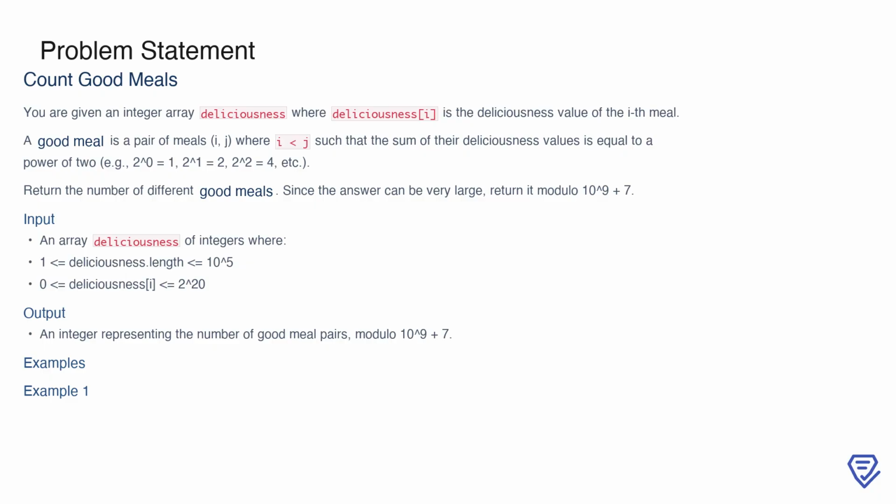Since the size of the array can be very large, up to 100,000 elements, and the values themselves can go up to 2 raised to 20, the solution must be efficient. Finally, because the number of such pairs could also grow very large, the result must be returned modulo 10 to the power of 9 plus 7 to keep it manageable.